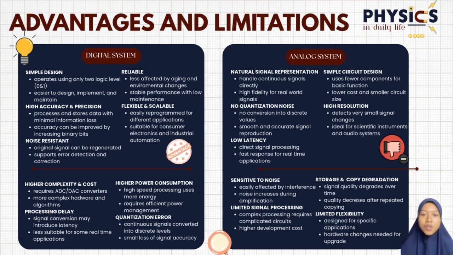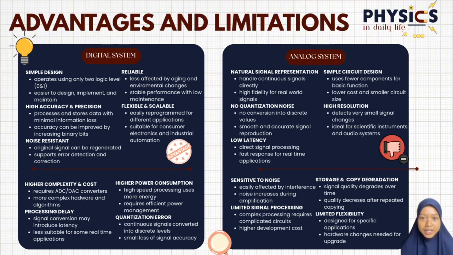Digital systems are also highly reliable because they are less affected by aging and environmental conditions, allowing them to operate consistently over a long period. Finally, digital systems are flexible and scalable. They can easily be reprogrammed to perform different tasks without major hardware changes, making them suitable for many applications, including consumer electronics and industrial automation.